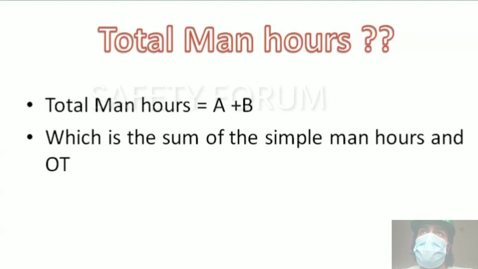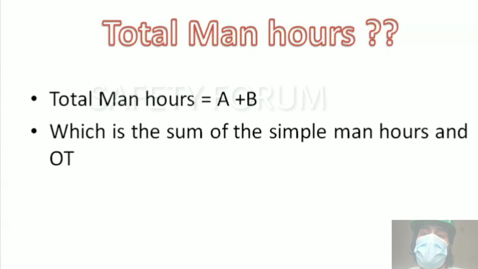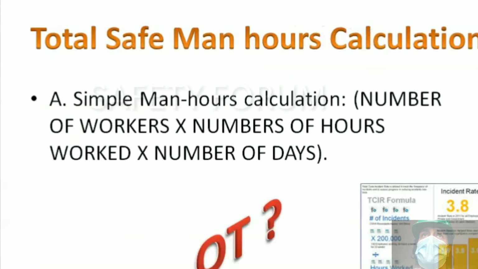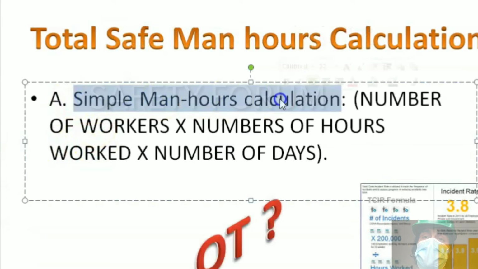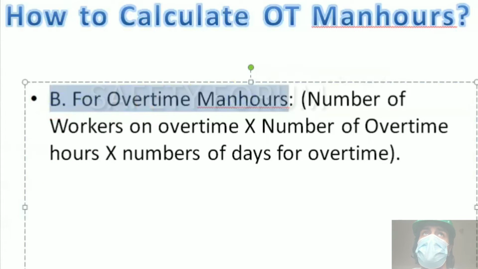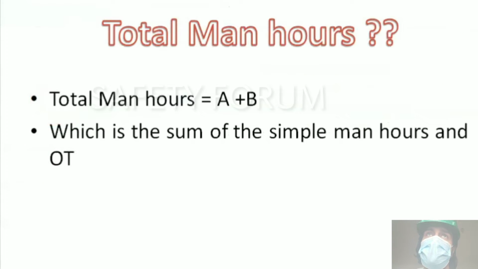So in the end, guys, the things here are very clear. Now the total man hours will be A plus B. A means the normal man hours, the simple man hours which we calculated, plus B, which is the overtime man hours. So A plus B will be the total man hours. I think it is very clear.